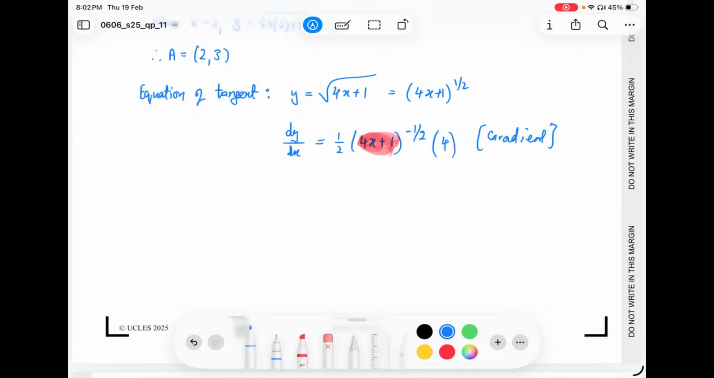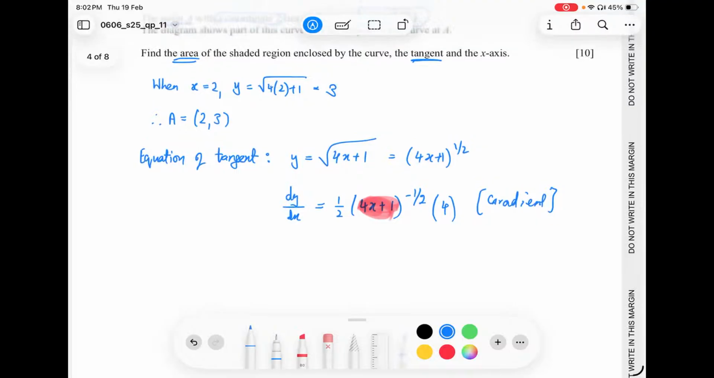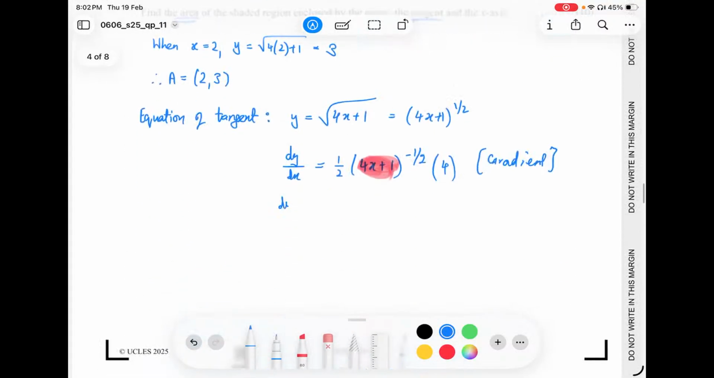So when you want to find the gradient, we just substitute the values we have. So 2 is the value we have. So dy over dx at x equals 2 will be 2 times 4 times 2 plus 1 negative half. And our gradient here would be 2 over 3. Yeah, now we get it.